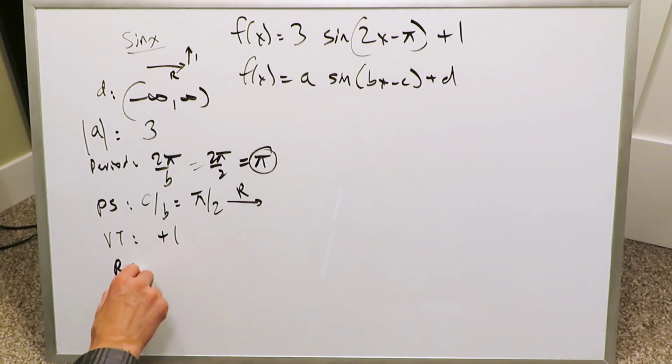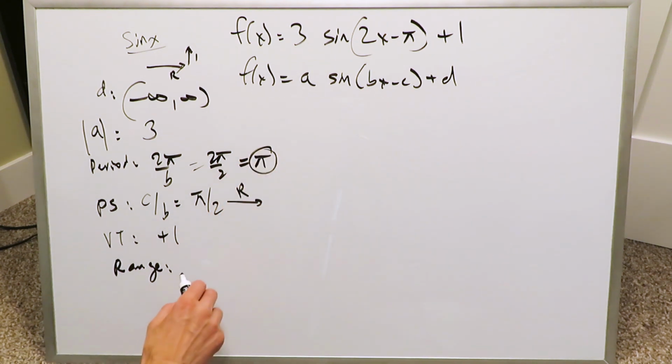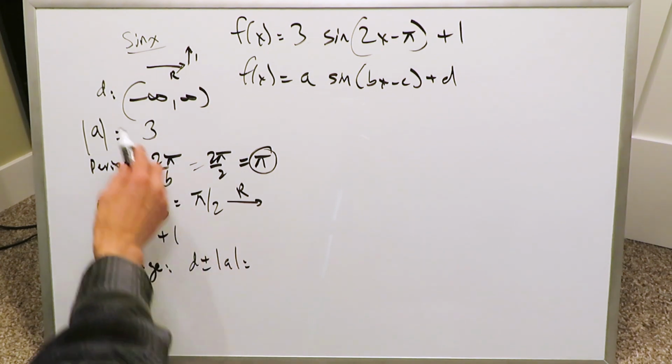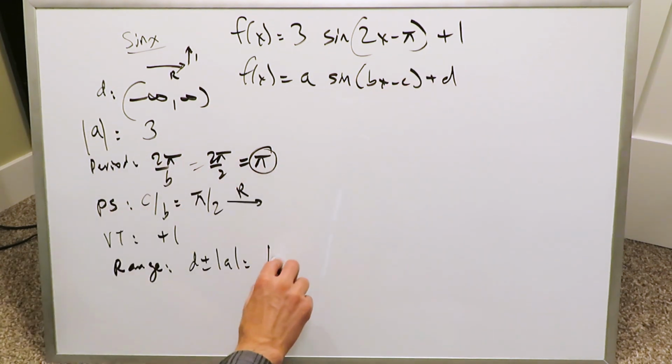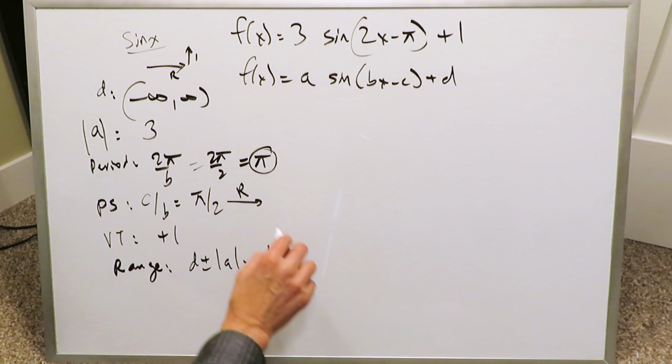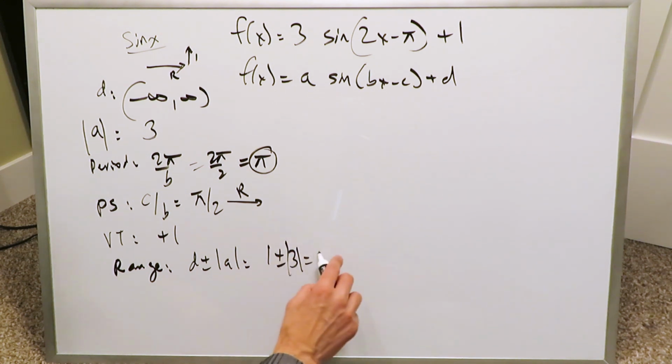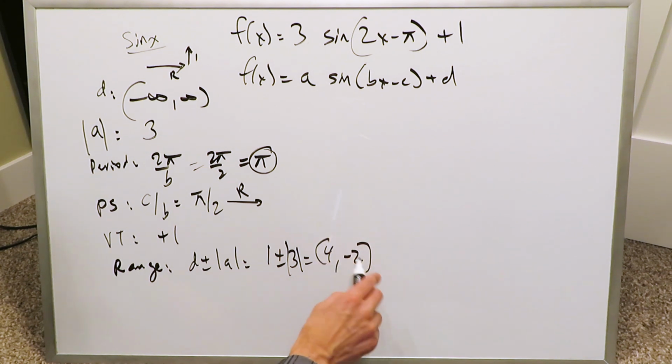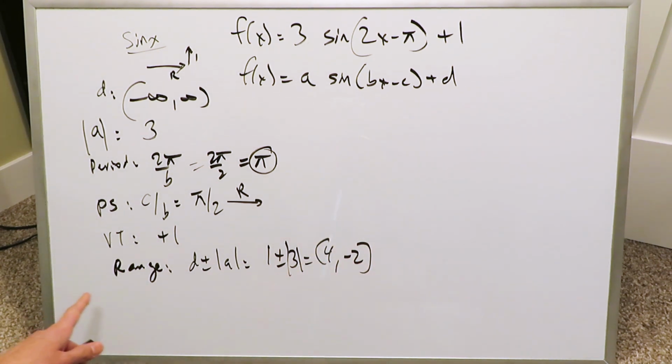What's another thing we can look at? How about range? You know, the normal function here is minus 1 to 1, but this is definitely not that. You're going to look at everything here as d plus or minus the absolute value of a. D over here is a 1. 1 plus or minus the absolute value of 3. You can open this up. You'll have 1 plus 3, which is a 4, and you'll have 1 minus 3, which is a minus 2. So your lowest point will be a minus 2, but your highest point will be a 4. And that'll complete it for this.